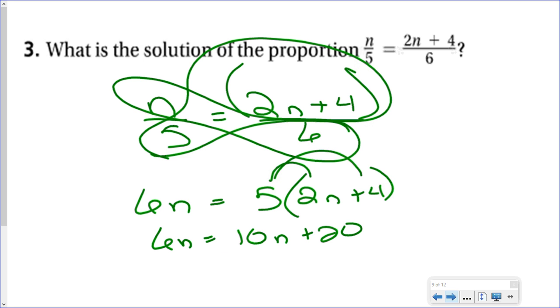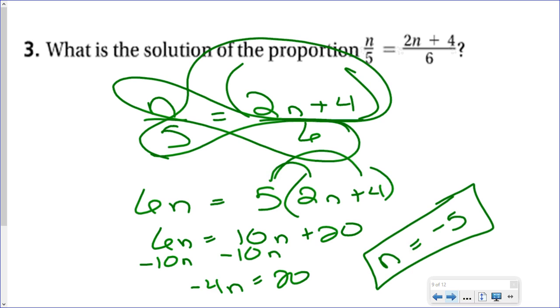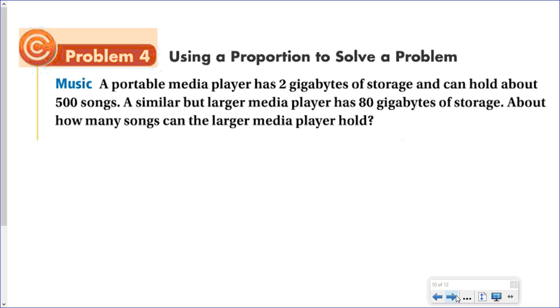So I want to move the 10n actually. I want to subtract 10n from both sides, giving me negative 4n equals 20. And again, I ran out of space, but you divide both sides by negative 4. Therefore, n would equal negative 5. Okay, we're skipping this one.